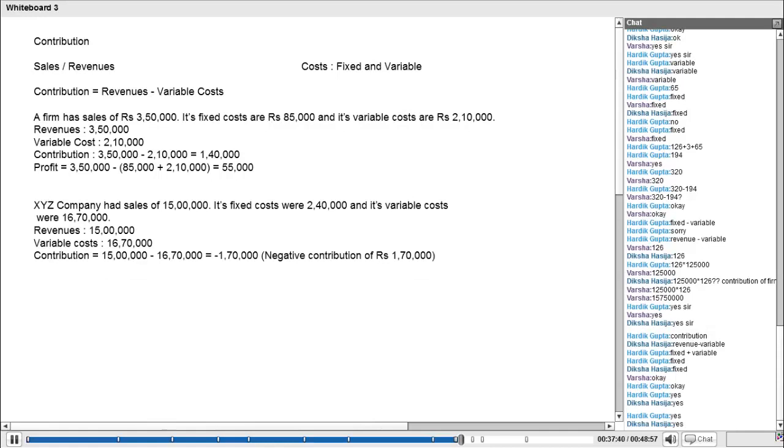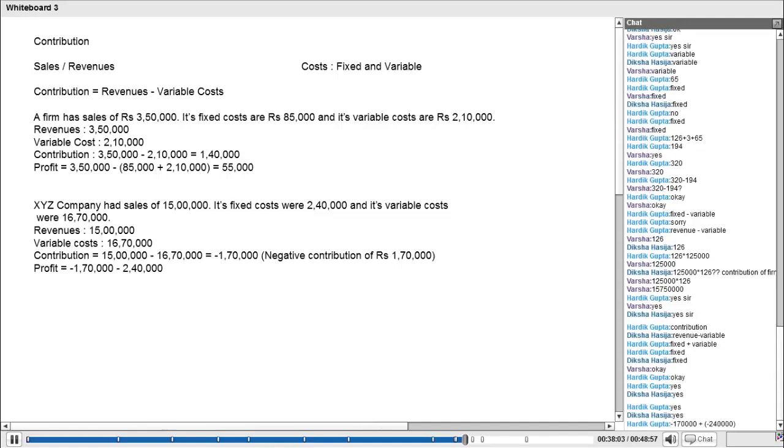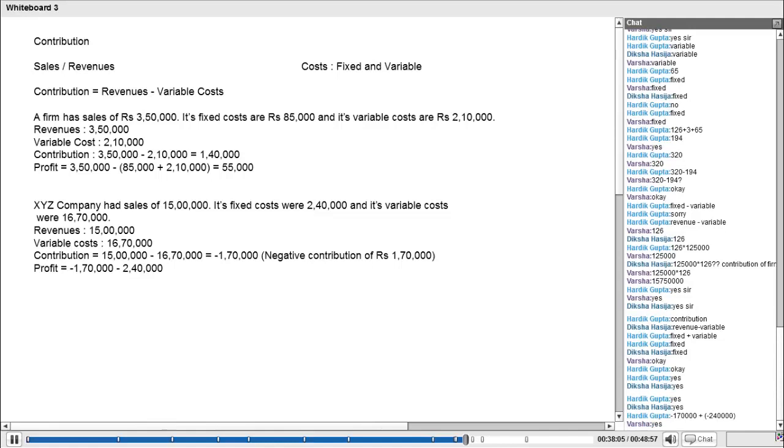Similarly, for company XYZ, what would its profit be? We could calculate it simply as contribution minus fixed cost, which is 1,70,000 minus 2,40,000, which is minus 70,000. So we would say loss of rupees 70,000. Like we called it negative contribution in that case, if there is negative profit, we call it a loss. Okay, is that clear?